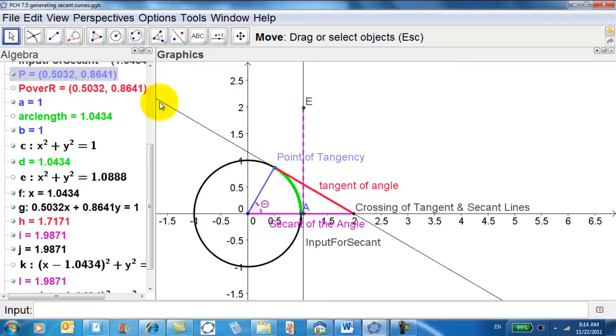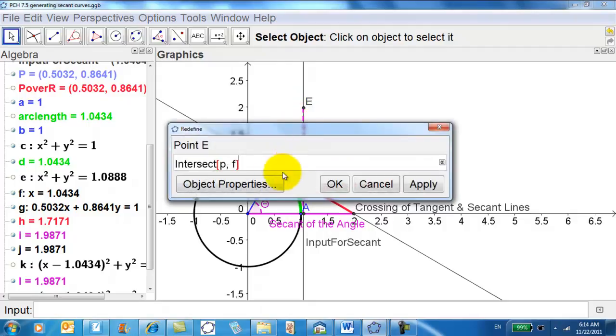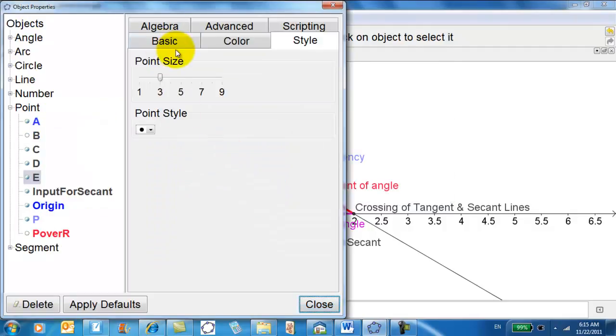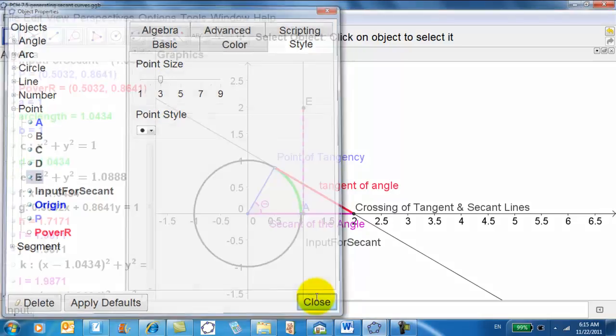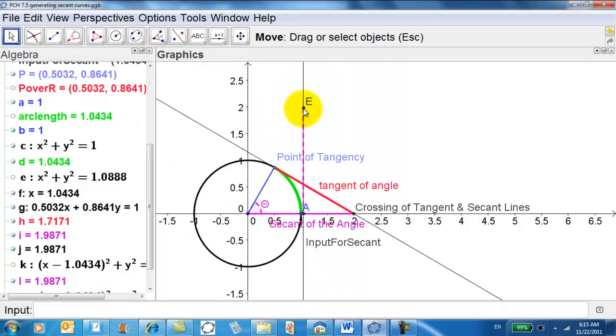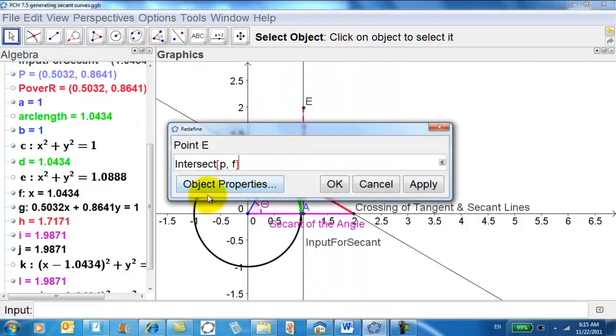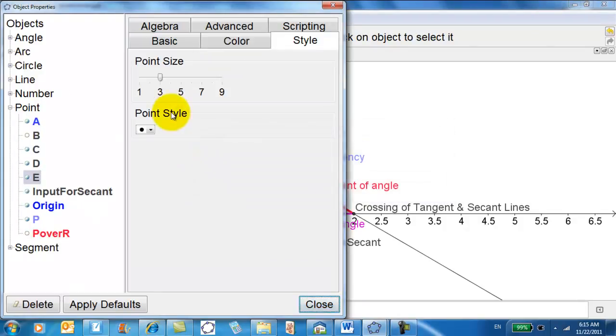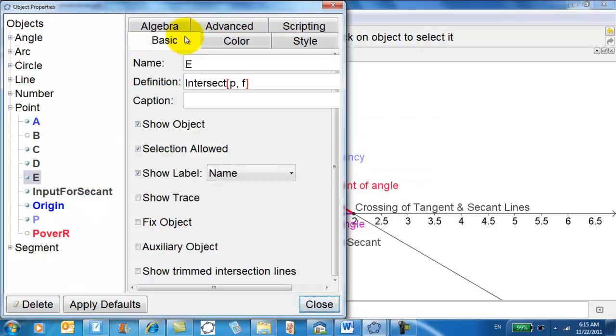So let's wrap up then with a trace. Let's put the trace on point E. Oops. Sorry. Object properties and trace on. Oh, I have to go back to basic. Trace on. There we go.